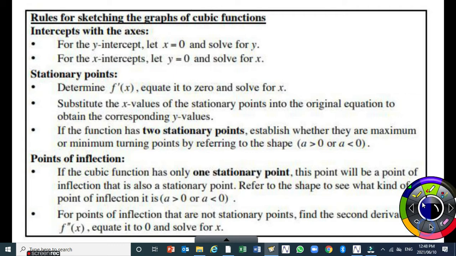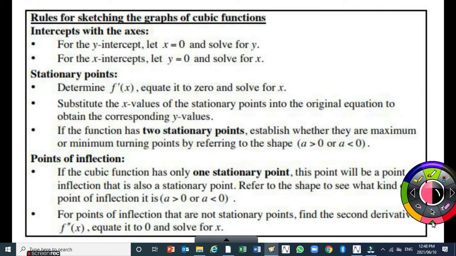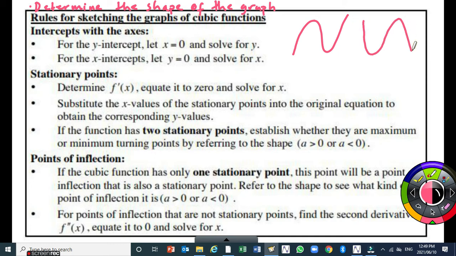Allow me to add the first one. The first one will be to determine the shape. I would suggest that before you start sketching, determine the shape of the graph. Okay, that's the first point that I would suggest. So first thing, you determine the shape of your graph. That is whether it starts with a maximum, then a minimum, or it starts with a minimum, then a maximum. So you need to know that.